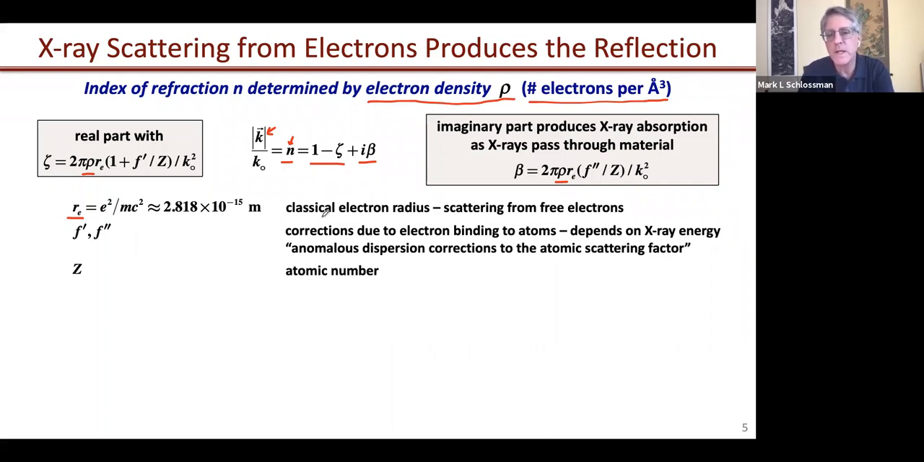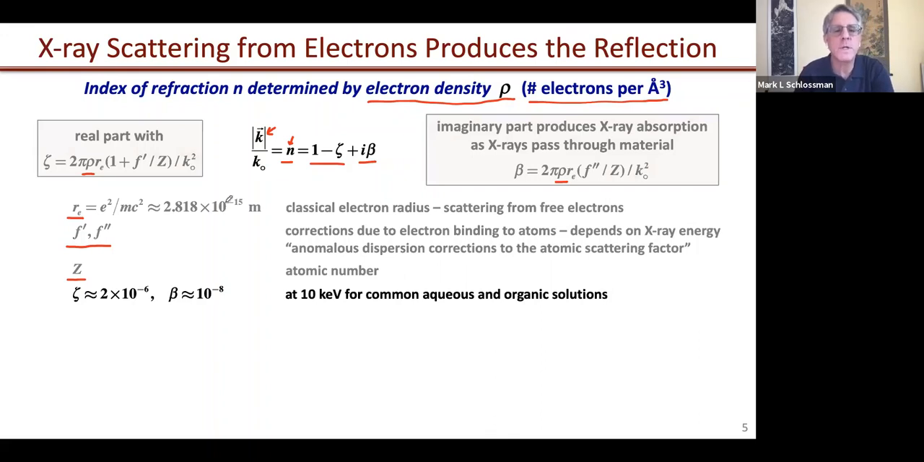But generally, electrons are bound inside atoms. And so we need a correction because the scattering from those electrons is changed because they're bound inside atoms. And those corrections are labeled f prime and f double prime. Sometimes they're referred to as the anomalous dispersion corrections to the atomic scattering factor. And also you see a Z in these expressions, and that Z is just measuring the atomic number or the number of electrons.